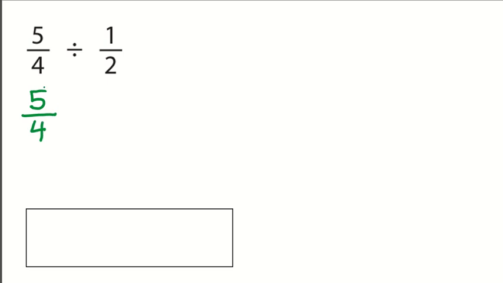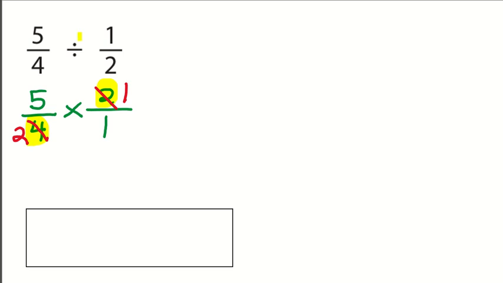I'm going to change the sign to multiplication, and I'm going to flip. I'm going to put my 2 up top, and I'm going to put my 1 on the bottom. Now, let's look at our diagonals. What is the largest number that goes into 4 and 2? Well, I know that 2 is the largest number. 2 goes into itself once. 2 goes into 4 2 times.